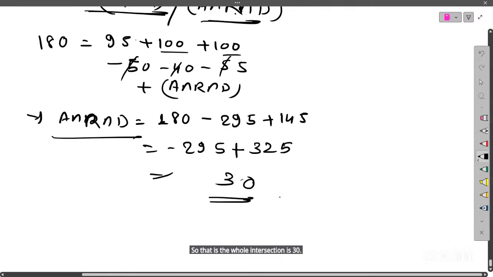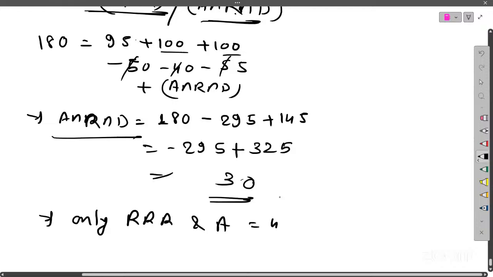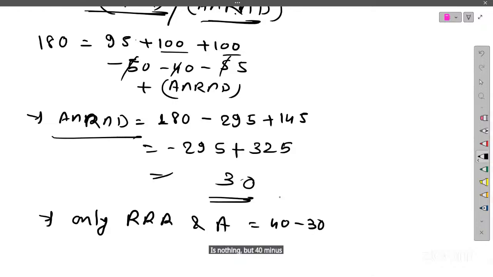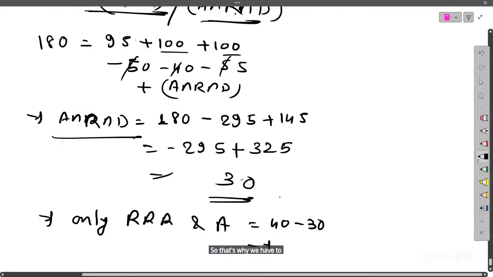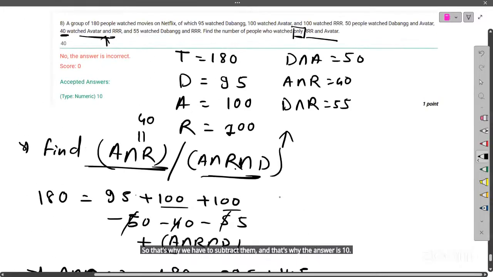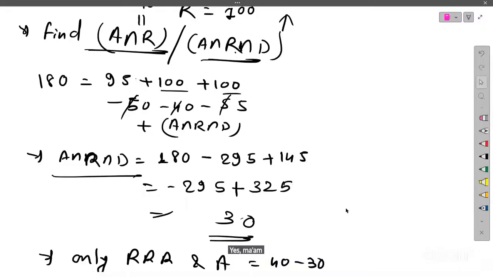The cardinality of the intersection is 30, and the only RRR and Avatar is nothing but 40 minus 30, because the total number of people who watched both movies is 40, and there are 30 people who watched all three movies. So that's why we have to subtract them, and that's why the answer is 10. Okay, is that fine? Yes, ma'am. Thank you. Okay. Fine. So which question have I done? Yeah, this Vaibhav question.